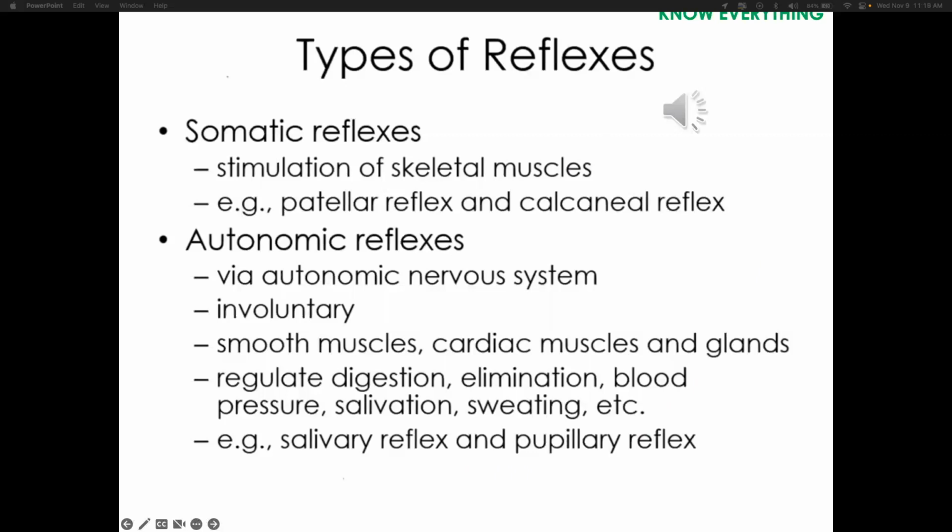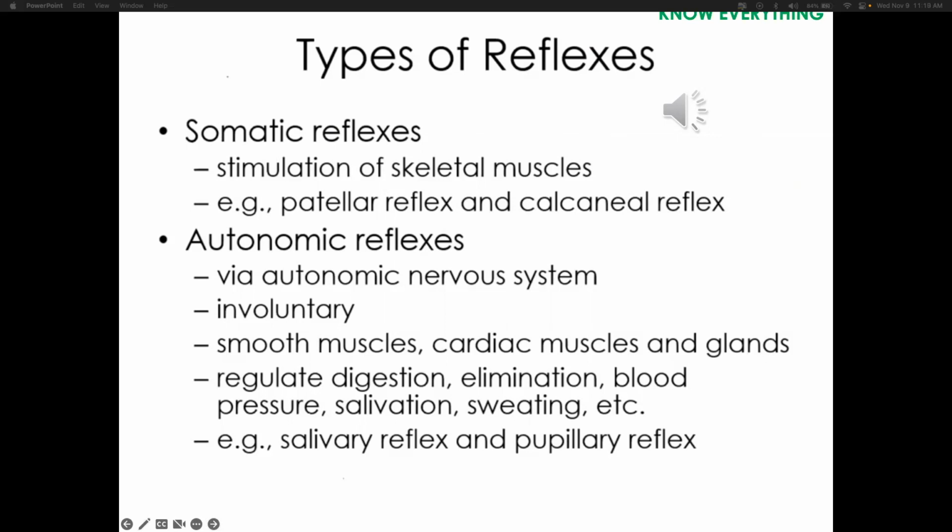So the two types of reflexes are somatic and autonomic. Somatic reflexes respond to sensations and cause your skeletal muscles to react. An example of this is when your doctor taps your knee and forces your leg to kick out. That's your patellar reflex. Autonomic reflexes are controlled by the autonomic nervous system, and they are involuntary.